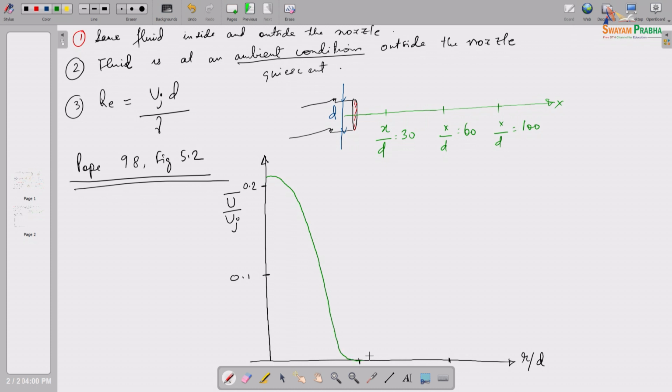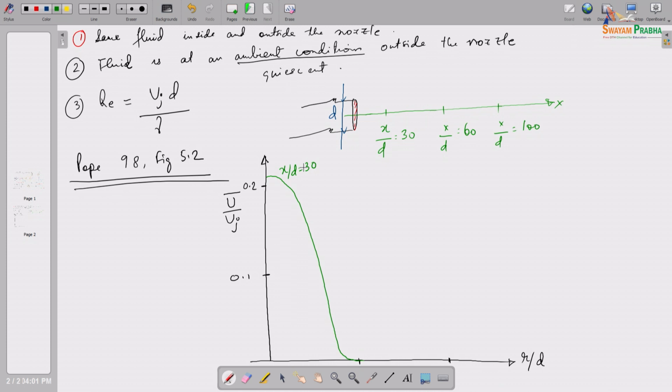There is one plot like that. Okay. Now this is the plot I get if I plot u mean by uj against r by d for x by d equal to 30. Okay, I get that. All right. Now, what do I see here?